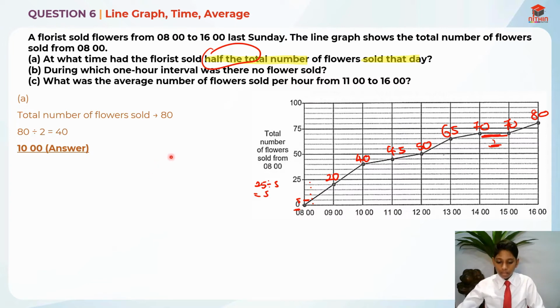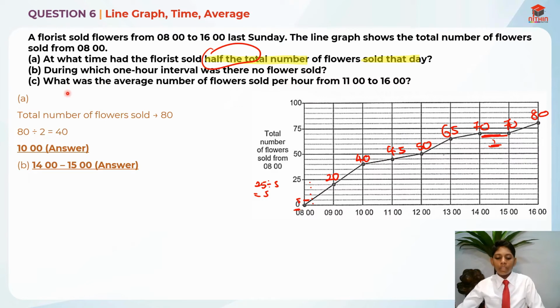Now for part B. The answer is 1400 to 1500, because they are asking us during which 1 hour interval there were no flowers sold. And I've already mentioned when I was explaining the line graph that there's no movement over here, there's no increase. So there's 70 and 70 in this one whole interval. And thus 1400 to 1500 would be the answer.